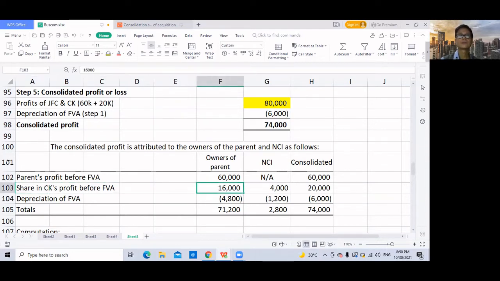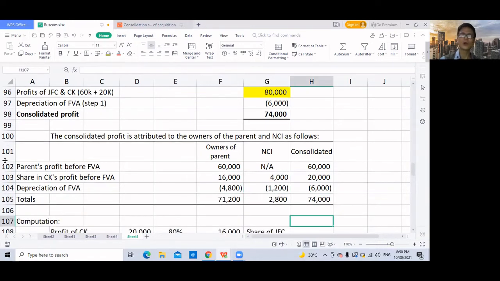Later we will show the computation. For the NCI, it's 4,000. The 16,000 is 80%, and this 4,000 is 20%. So the consolidated is 20,000. And then the depreciation is 4,800 and 1,200, which is 6,000. Now, how did we get these computations? It's like this.